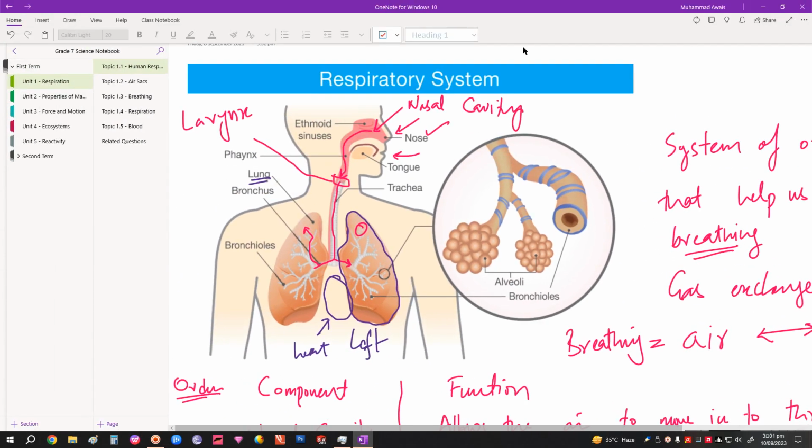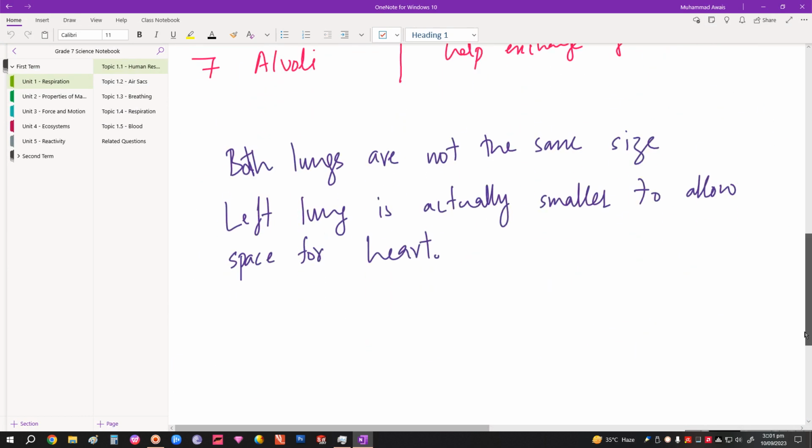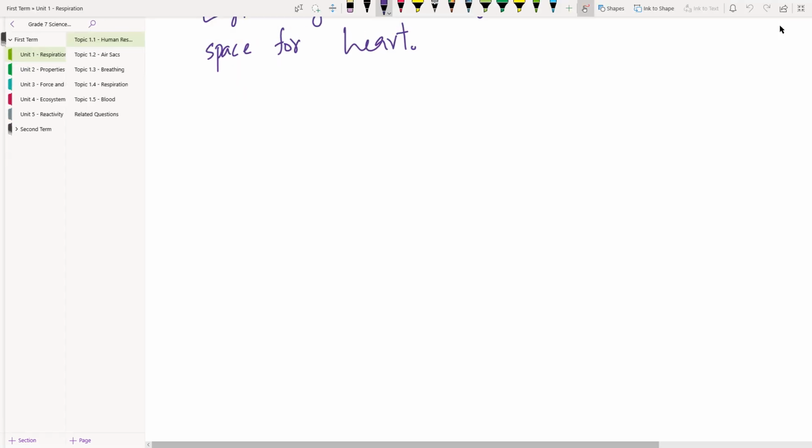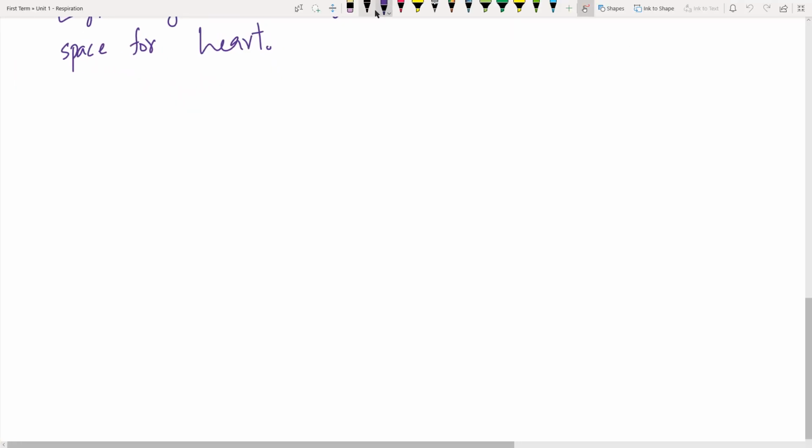Now we're going to get deeper into the function, how the air exchange is actually taking place. Now we do know, I'm going to make a flow chart over here, right? So let's call this breathe in and breathe out. So when we're breathing in, what is happening, and when we're breathing out, what is happening? So when we breathe in, it goes from nasal cavity or mouth towards the larynx.